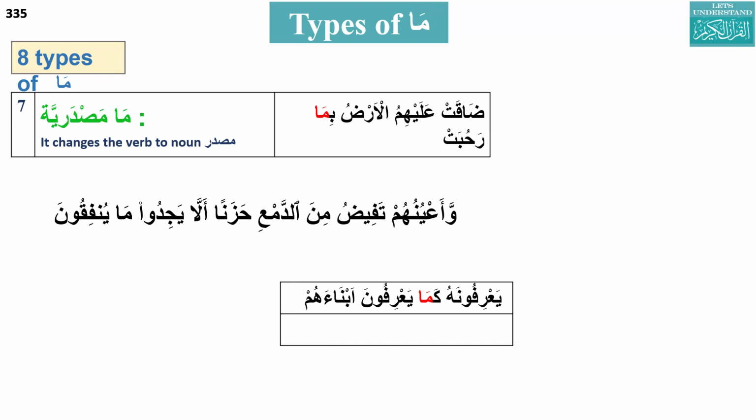وَأَعْيُنُهُمْ, and your eyes, tafidu, overflow, min, from, ad-dam'i, tears, hazana, grief, Allah, an plus la, yajidu, they find, ma yunfiqun. And if we translate it, let's take this ma as it is. Normally, most of the time we use ma as ma mawsula, meaning what. Let's see it as what, and then we will translate this sentence.